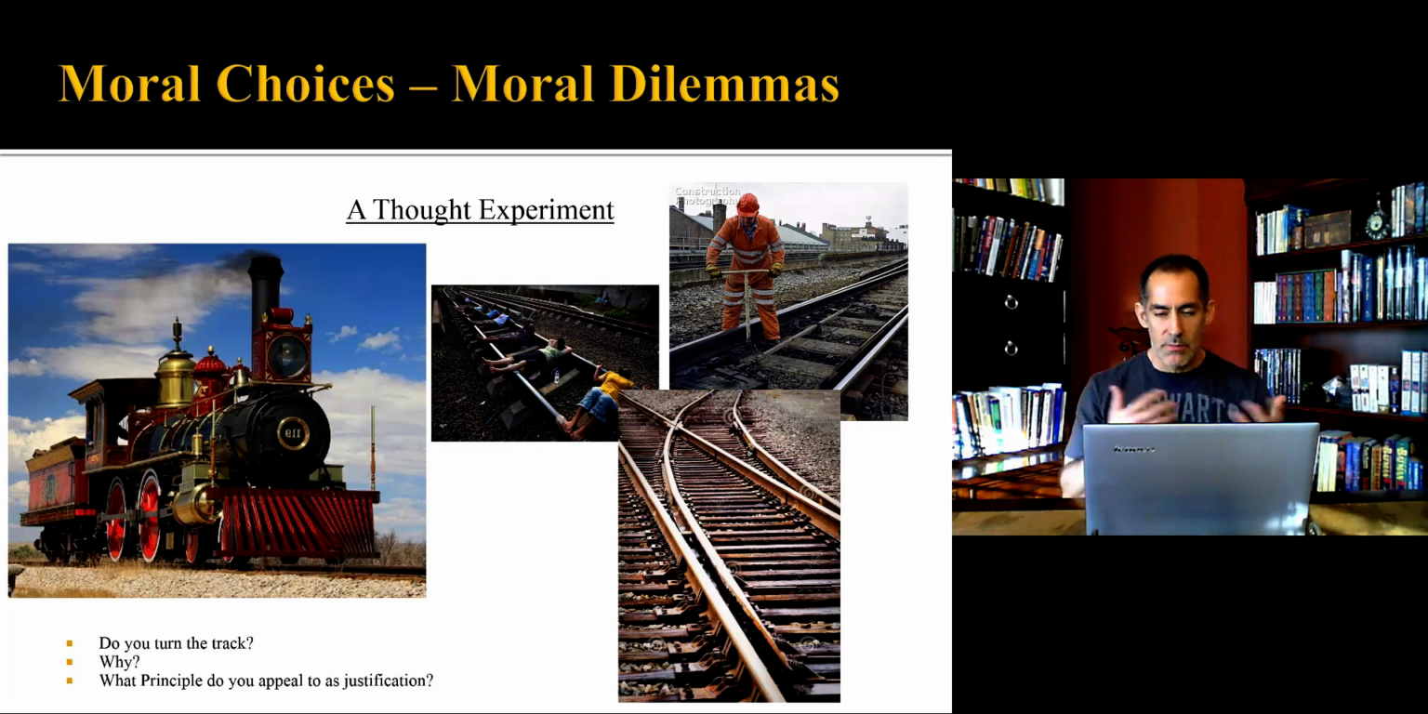Now, most of the students in my classes look at that example, and I've had people that have gone both ways. Some people say, I'm going to run the people over because they're not supposed to be there, and it's their own fault if they get hit. Some people say, no, I would switch the track because it's better to save more lives, given the option, 1 person dying versus 6 or 7 people dying. It's better for 1 to die so that 6 may survive.